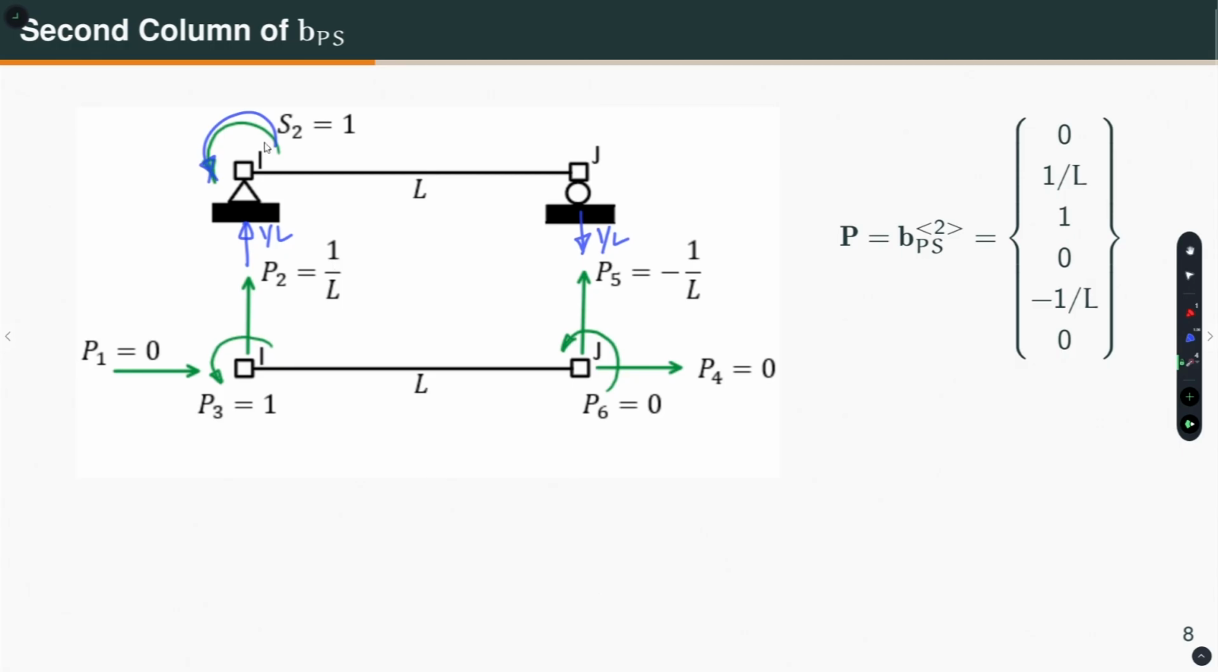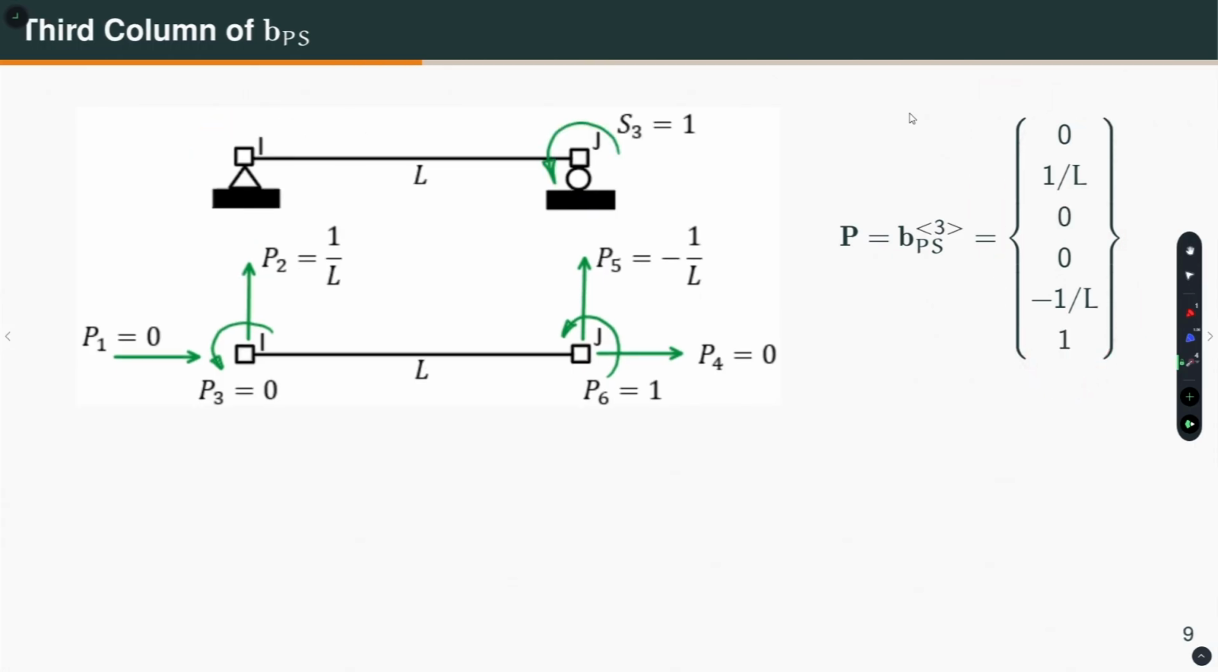Okay. P3, this is the applied S1. So, that is 1. P4 is 0. P5, now P5 is positive upward, whereas my reaction is downward. So, therefore, P5 is equal to minus 1 by L, P6 equal to 0. So, that gives me the second column of the BPS matrix. Similarly, I apply S3 equal to 1 and determine the forces and get the third column of the BPS matrix, which is very easy, just like I did previously for S2 equal to 1.